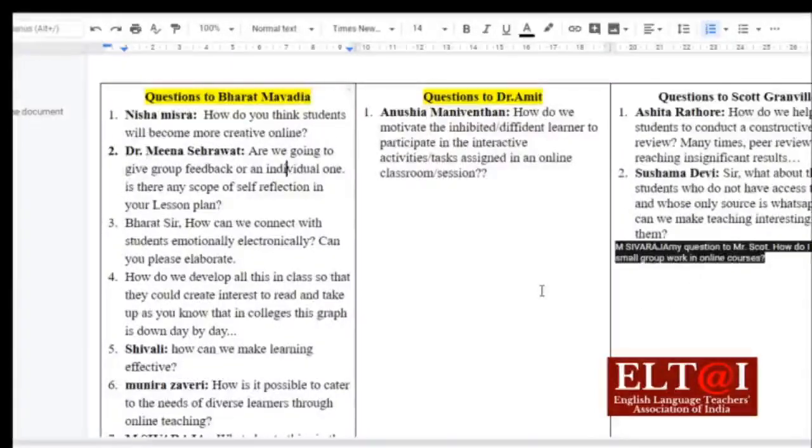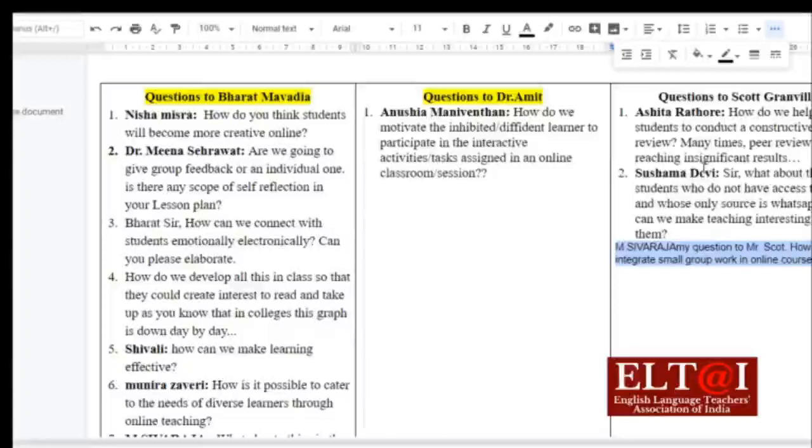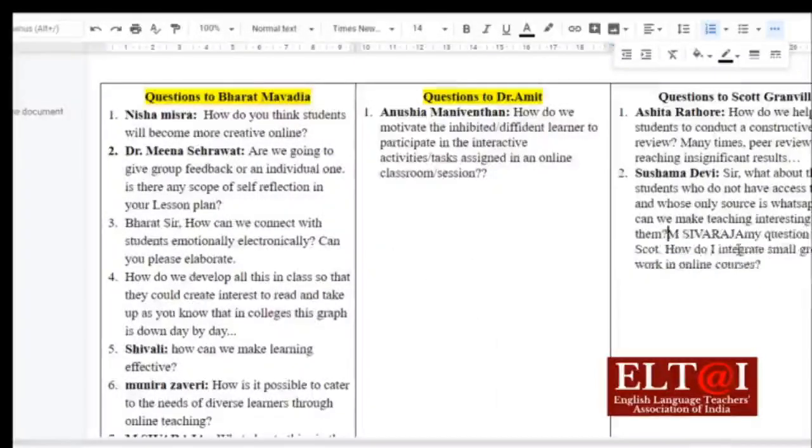All right, Bharat, thank you so much. In fact, the next question that I'm going to ask Amit, there are many questions that are covering the same issue, that is of how to motivate the inhibited, diffident learners to participate, to interact, to actively participate in the online tasks or assignments. Amit. Thank you, Surendra sir. There are various ways. So I'll list a few of them.